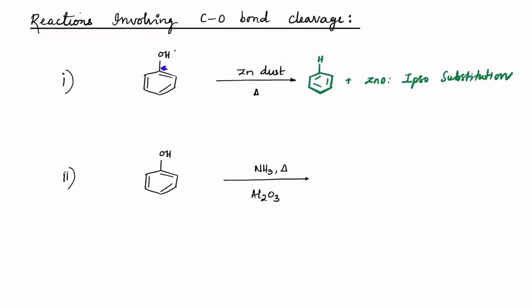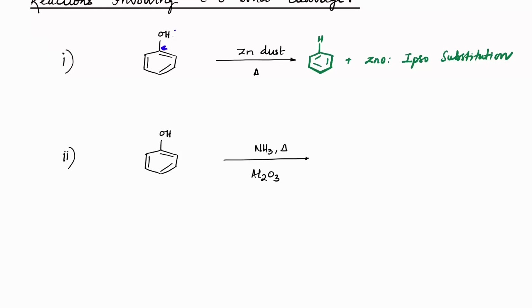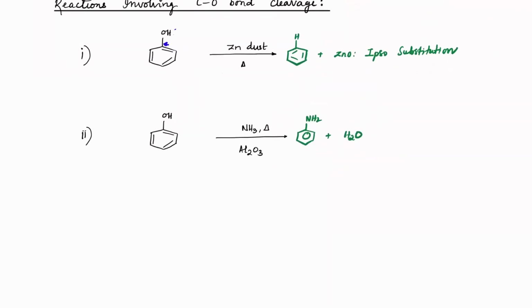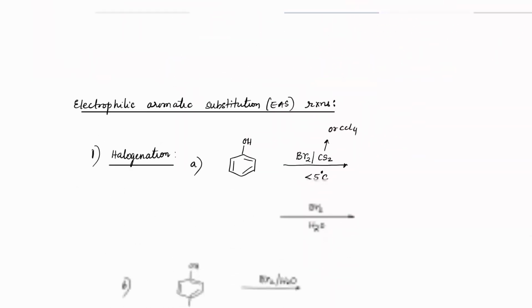Okay. Next. If you treat with ammonia directly, no reaction, but in the presence of any Lewis acid like Al2O3, in such cases, ammonia will react, correct? Again, an ipso substitution would happen. You'll get this as NH2 here and H2O. This is the reaction that takes place. No mechanisms needed for this, everybody. So just remember it directly.